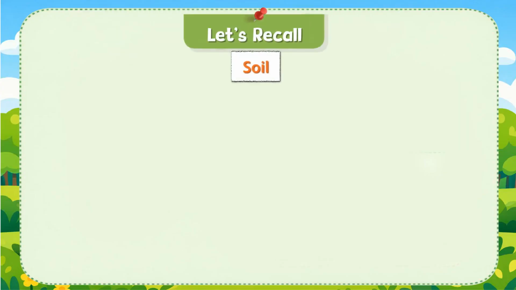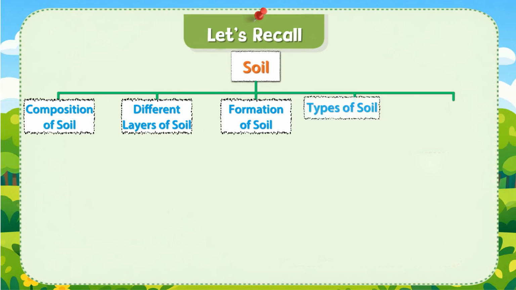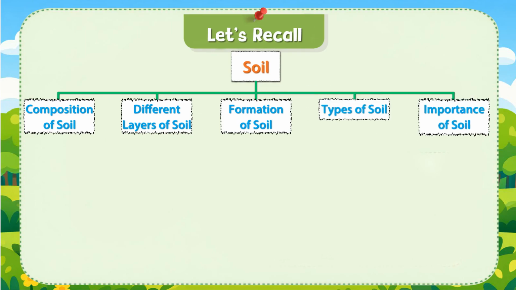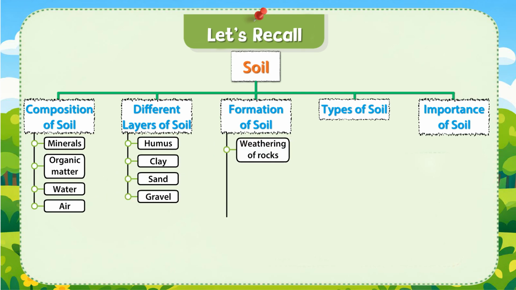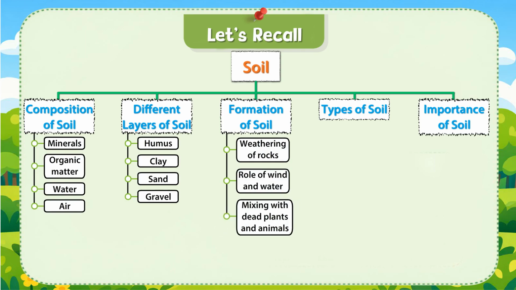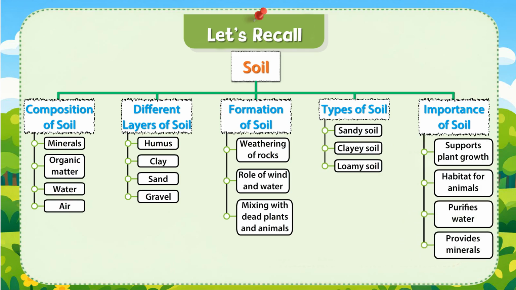Let's recall: soil, composition of soil, different layers of soil, formation of soil, types of soil, importance of soil, minerals, organic matter, water, air, humus, clay, sand, gravel, weathering of rocks, role of wind and water, mixing with dead plants and animals. Sandy soil, clay soil, loamy soil, supports plant growth, habitat for animals, purifies water, provides minerals.